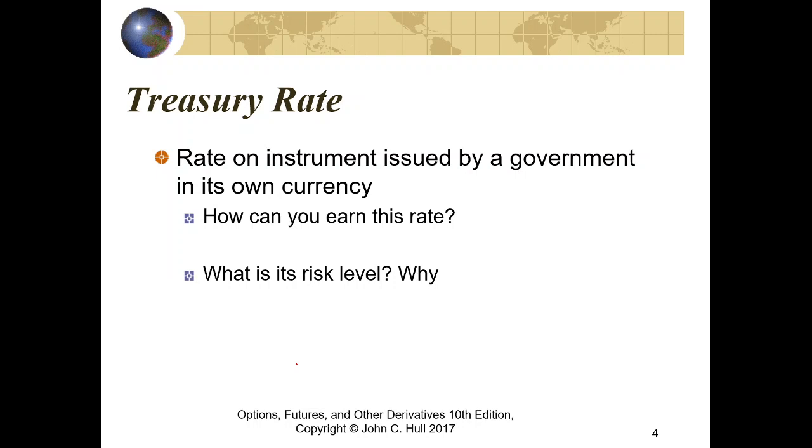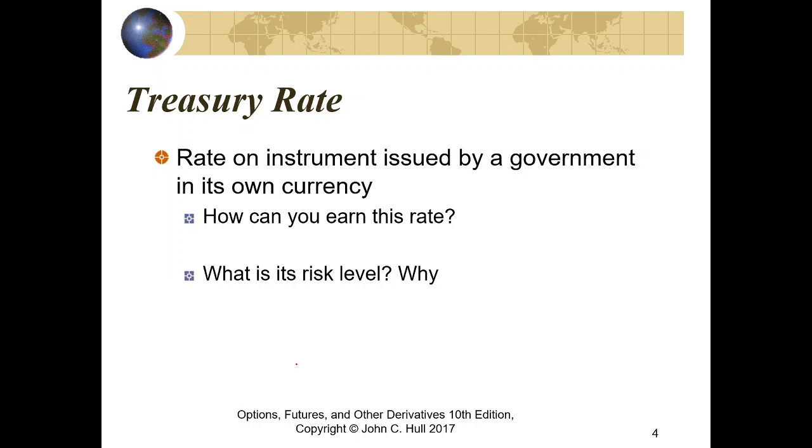To answer this question, think of the following. Is it possible for a government to default on debt issued on its own currency? Is it possible that a government will not be able to pay back a loan issued on its own currency? Well, the answer is no. Why? Because simply the government can print new cash and use it to pay back its loan.